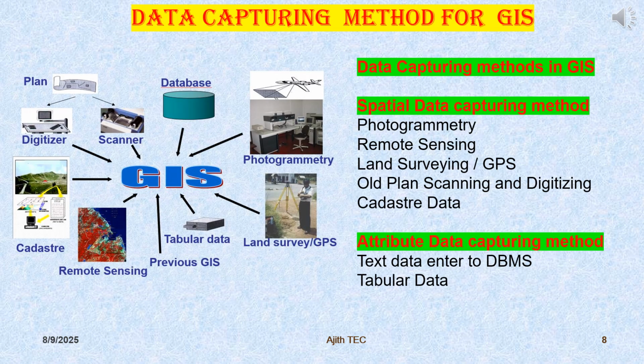Data capturing methods in Geographic Information System. The main spatial data capturing methods for GIS can be classified as shown below: photogrammetry, remote sensing, land surveying, GPS, old plan scanning and digitizing, and cadastral land parcel data. Attribute data capturing methods: text data entered into a DBMS, and tabular data converted to a DBMS.